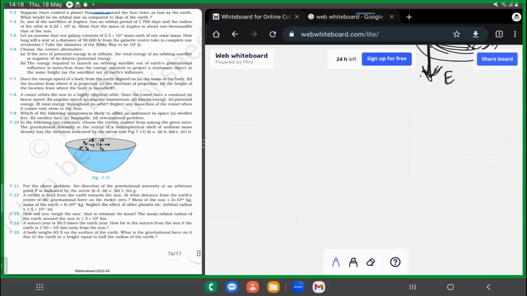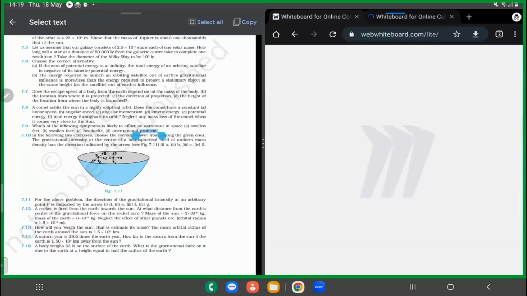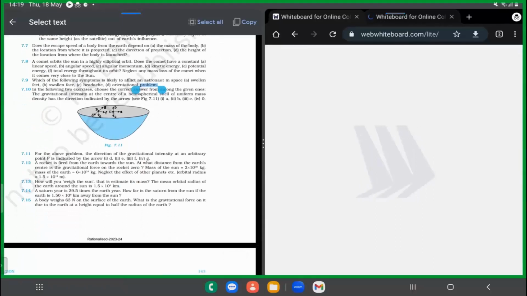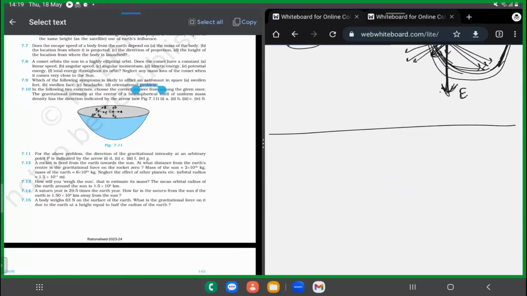Now if you come to the next question, that is 7.12. It says that a rocket is fired from the earth towards the sun. At what distance from the earth's center is the gravitational force on the rocket zero? So you have to find some equilibrium point.